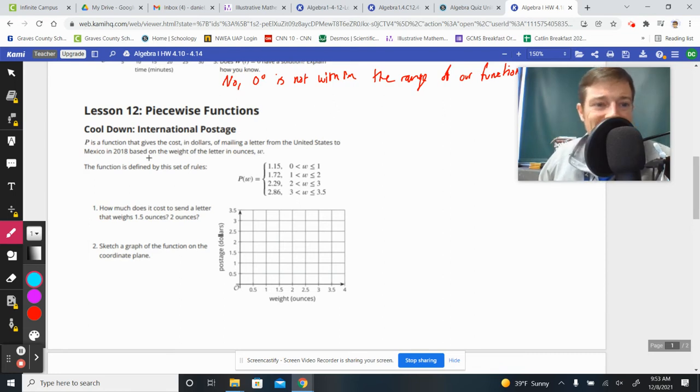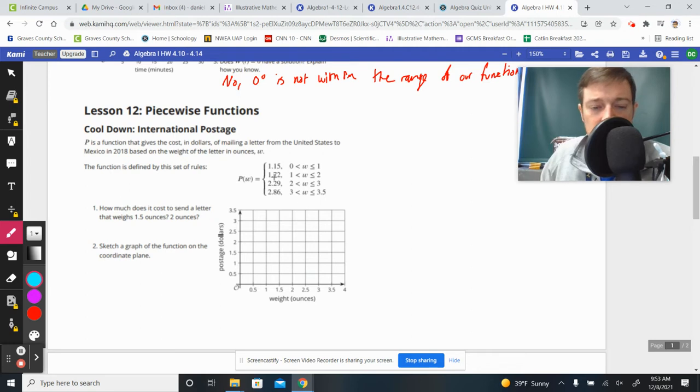So P in this case is postage. It's a function that gives the cost in dollars of mailing a letter from the United States to Mexico. So international postage is going to be a little pricier than what we looked at when we were doing within the United States earlier in class. This was back in 2018, shipping to Mexico. And the weight of the letter is in ounces, which we'll call W. And the function is defined with this set of rules.